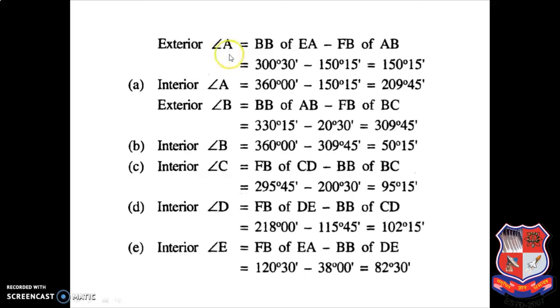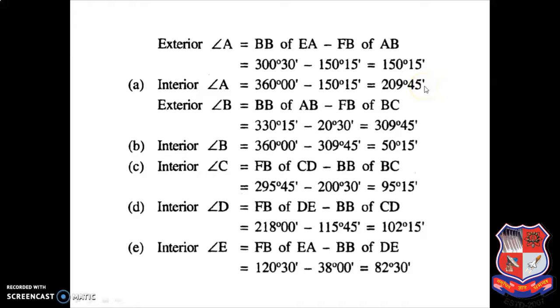And our aim is to calculate the interior angle. So what I have to do? You have to deduct this value from 360 degree. So interior angle A is equal to 360 degree minus 150 degree 15 minute. You will get your answer 209 degree 45 minute.